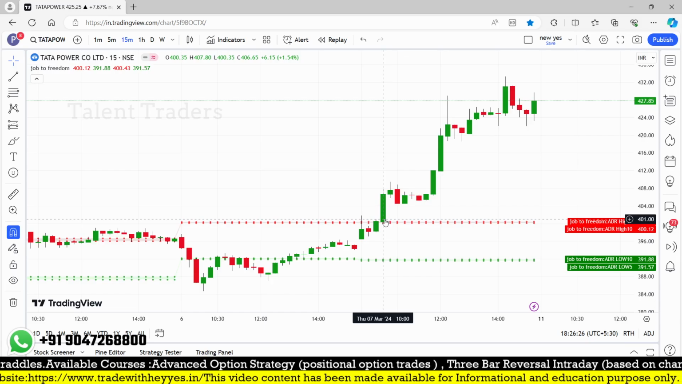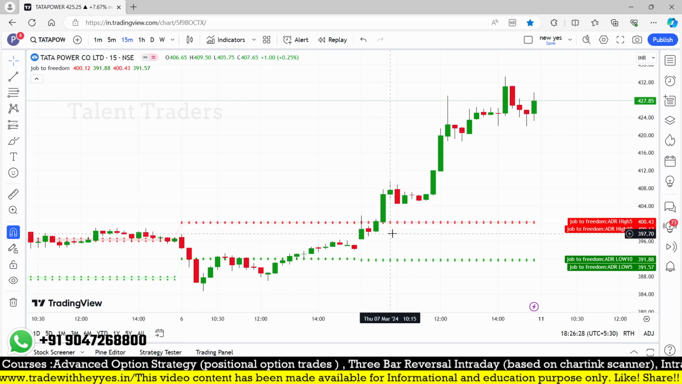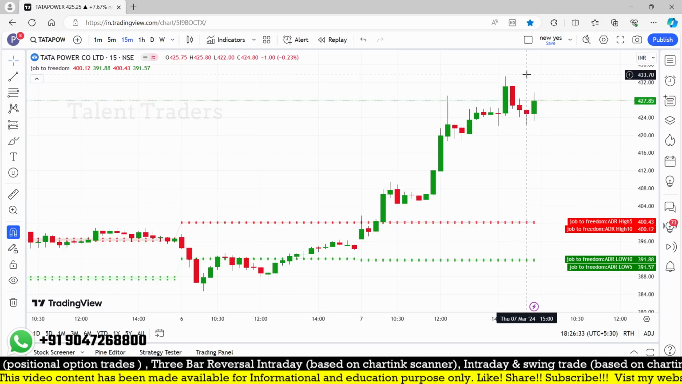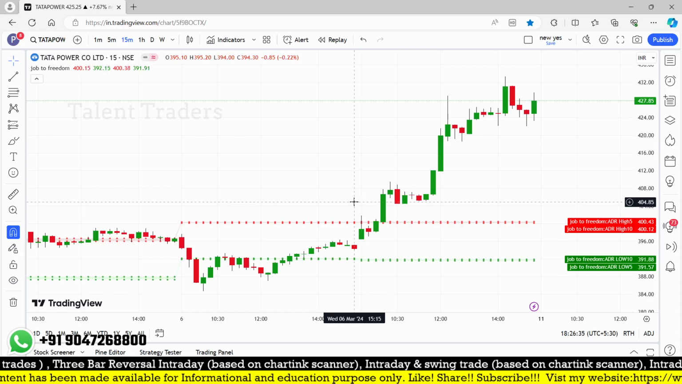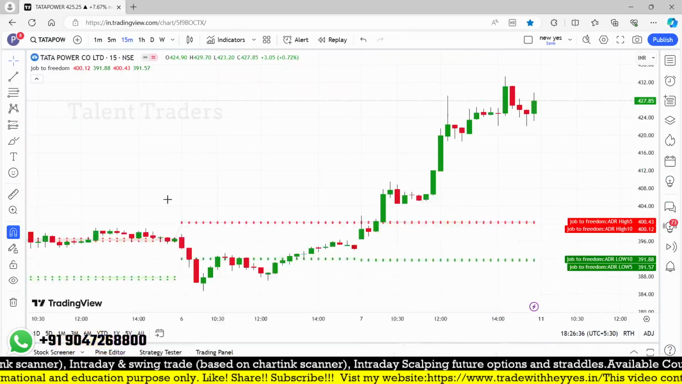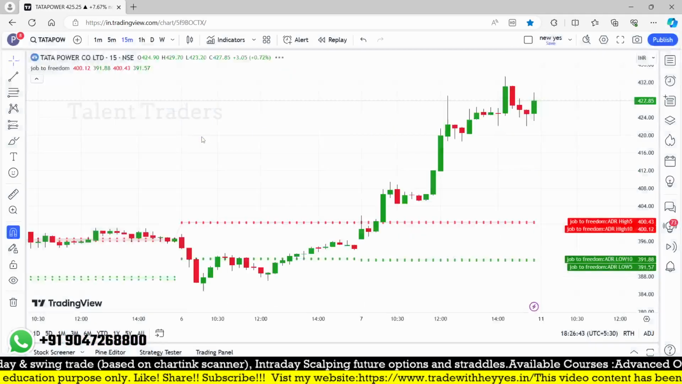And look at this, high is about 401 and low is about 398, but it went up to 433. That was a great move on this third 15 minutes candle. So very less risky and high probability of movement. L&T Finance Holding, NMDC, these are all the stocks.